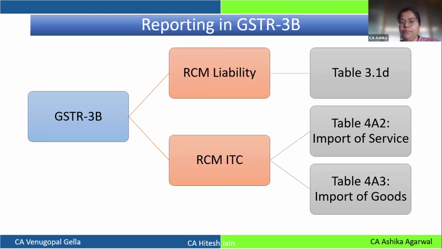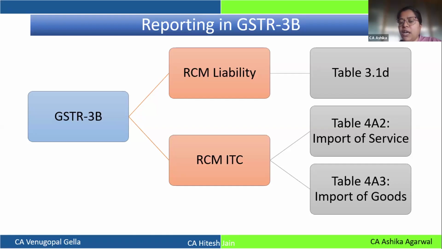So coming to ITC reporting. If we see the liability part in 3B, there is specifically one table, table 3.1(d), where you are required to disclose your RCM liability, which is also auto-populated based on the data furnished in 2B. So for a registered supplier it gets auto-populated; for unregistered, you have to add the balance. For ITC, if it is in relation to import of service, it will be reported in table 4(A)(2). If it is RCM ITC, not import of goods, it will be reported in table 4(A)(3). So only for import of service and RCM ITC are there 4(A)(2) and 4(A)(3).